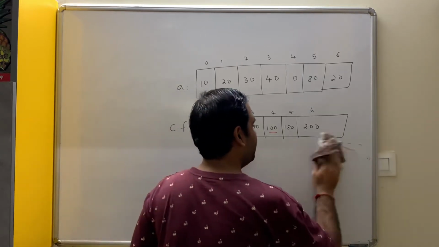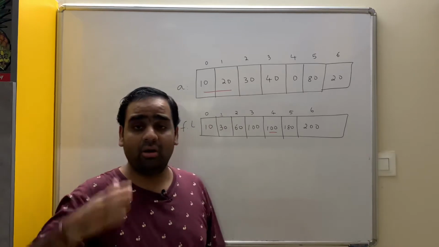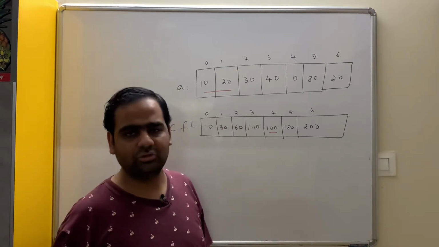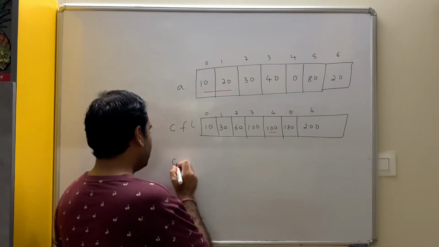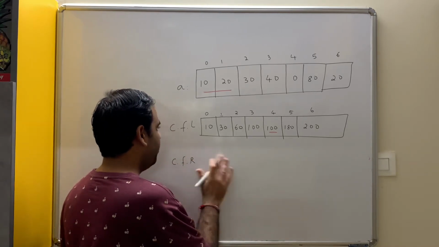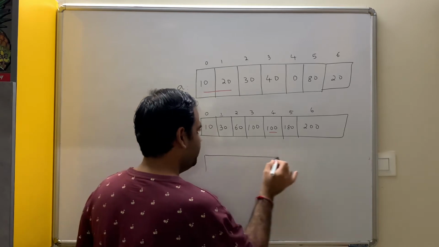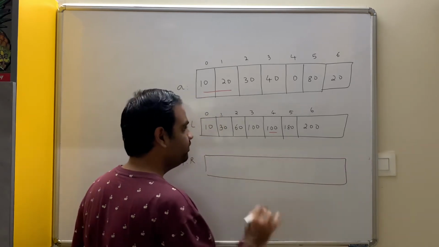Now, cumulative frequency says the sum till that point of time. I should not say answer, it is the sum till that point of time. Now similarly, let me compute the cumulative frequency from the RHS.